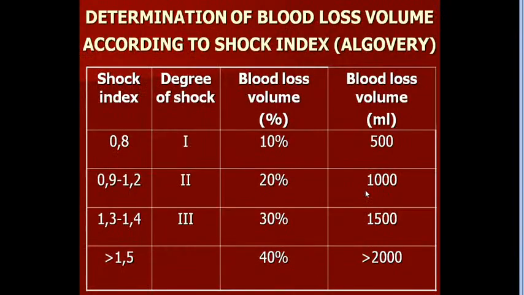The shock index determines the degree of shock by the Algower method. If the shock index is 0.8, it is first degree; 0.9 to 1.2 is second degree; 1.3 to 1.4 is third degree; if more, 1.5 is the terminal phase of shock.